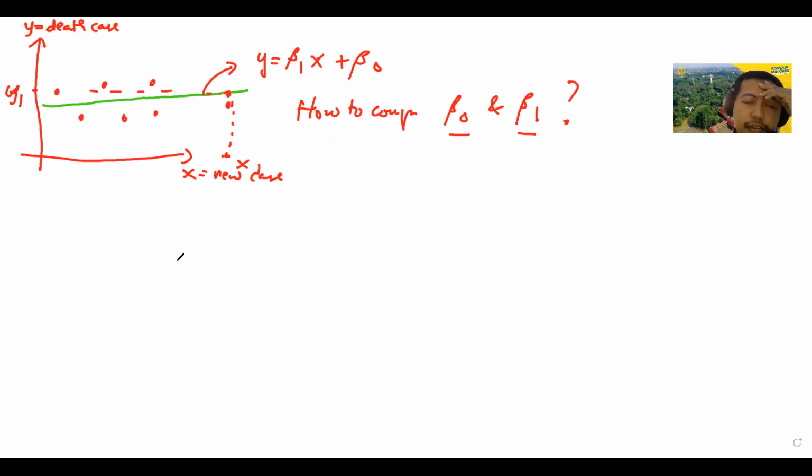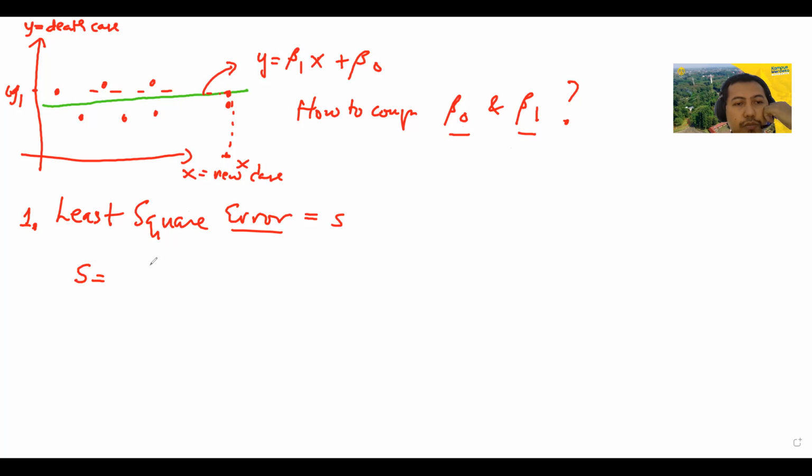For example, we have the data. The first method we can use is the least square error. Using this method, we want to derive beta 0 and beta 1, okay? The least square method, let's say this is S. S is equal to the observation minus the expected value of Y.